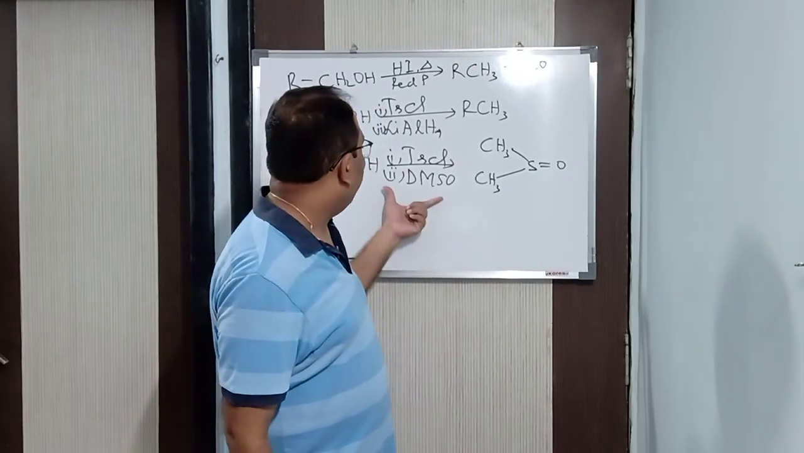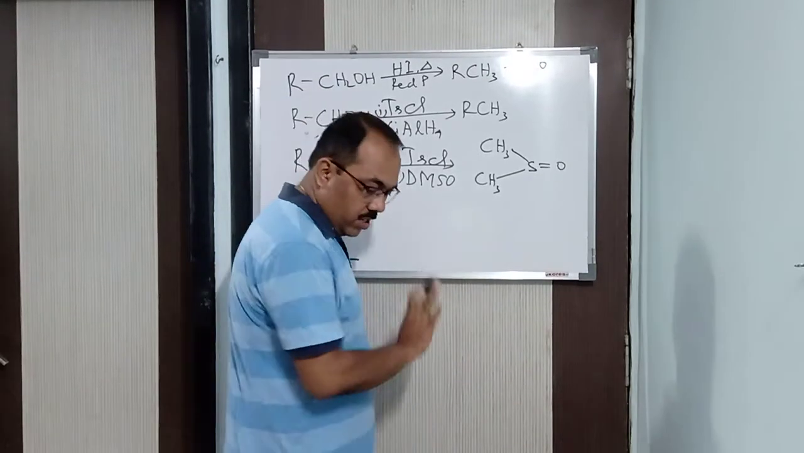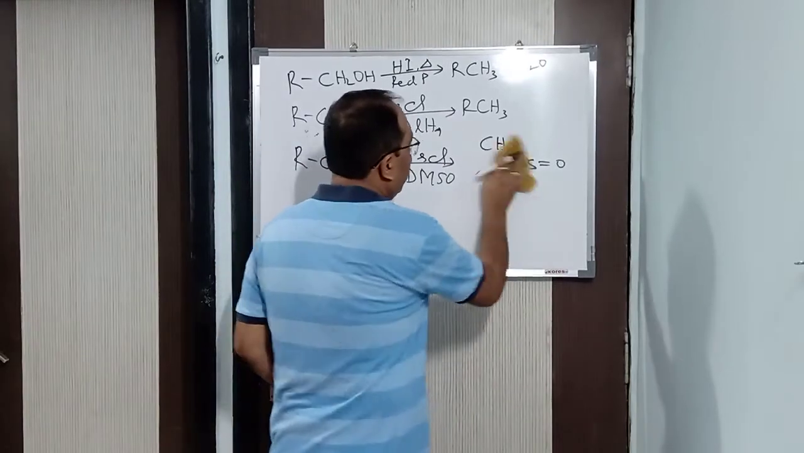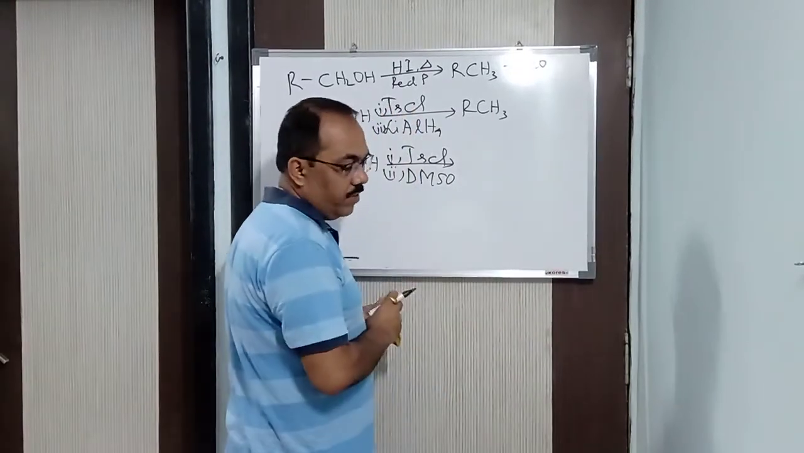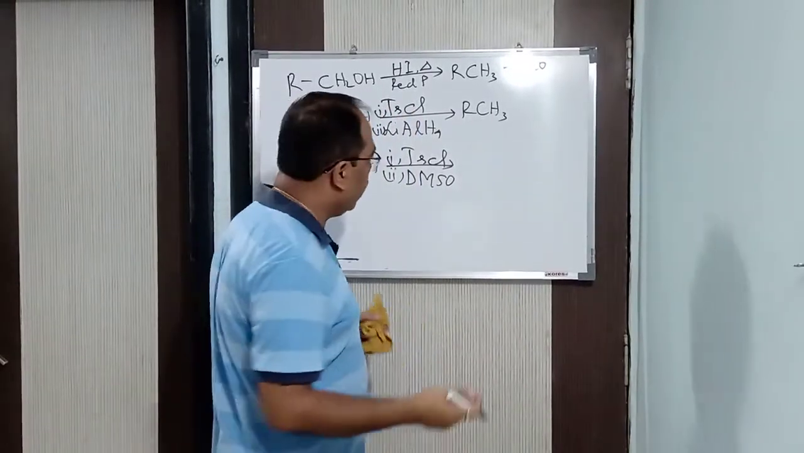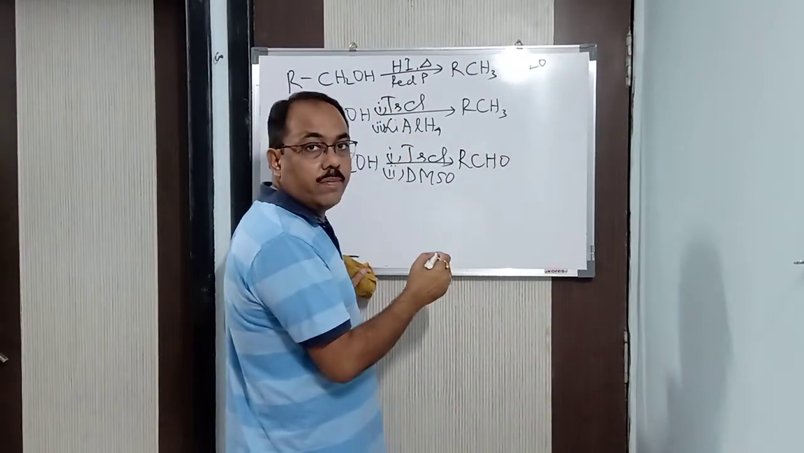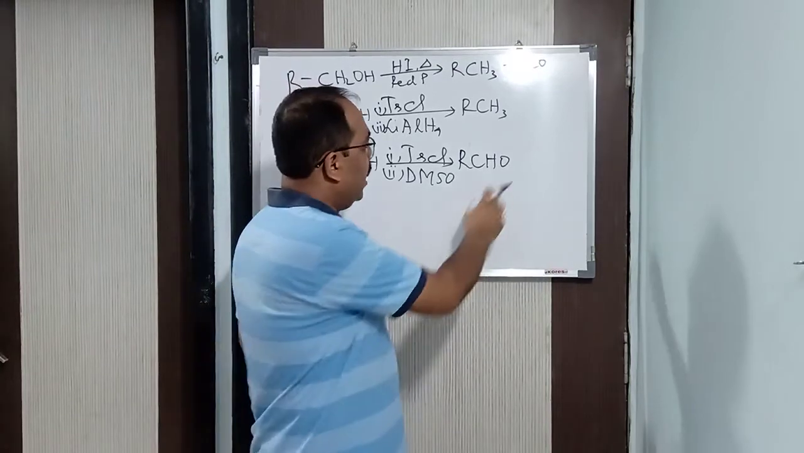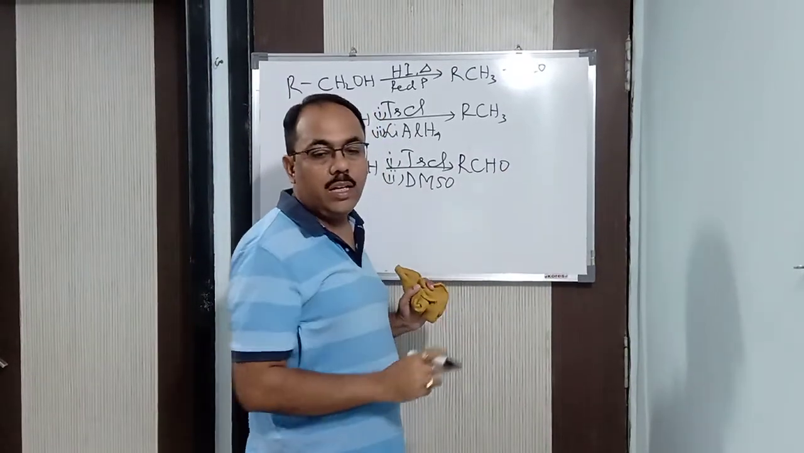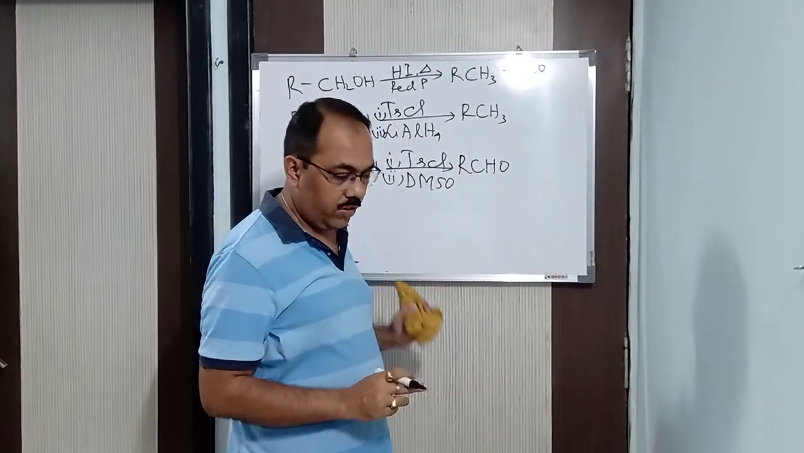So you understood what dimethyl sulfoxide is? Let me rub this out. So what am I going to get when the alcohol is oxidized? That is nothing but aldehyde. And if this is further oxidized, the aldehyde, you know what you are going to get? Carboxylic acid.